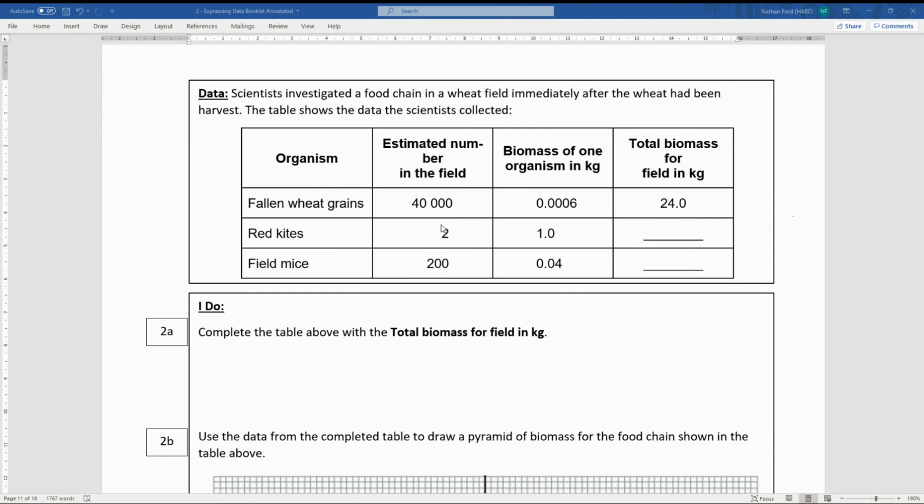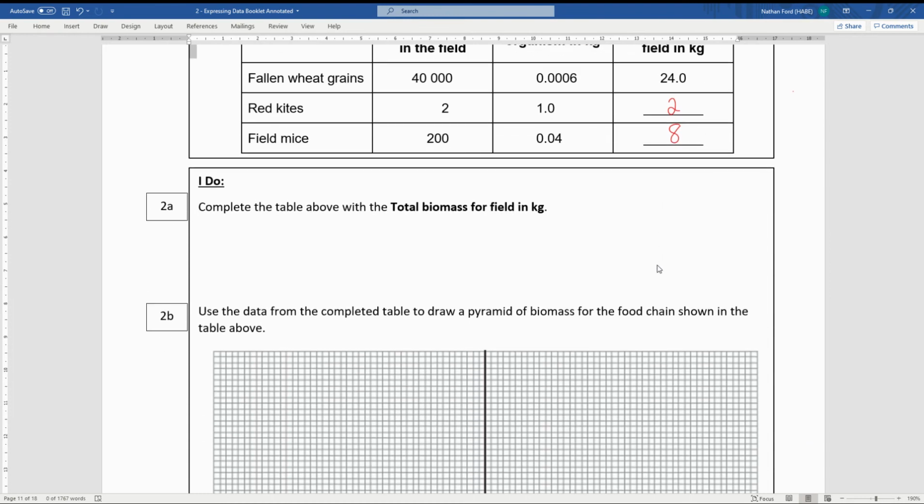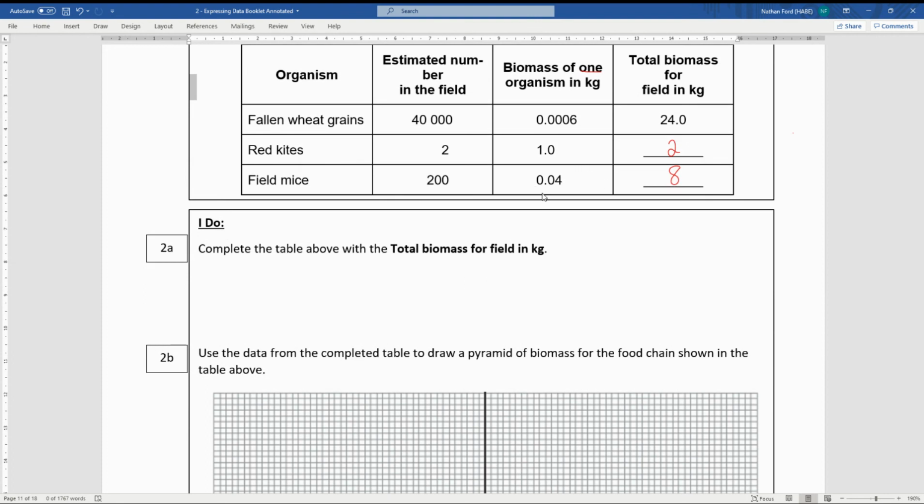The first thing, we've got a bit of math. So it says estimated number in the field, biomass for one organism per kilograms. So if there's 2 of them, each of them weigh 1 kilogram, the total mass is going to be 2 kilograms. And then this one here, there's 200, each of them weigh 0.04, but I'm going to get a mass of 8 kilograms.